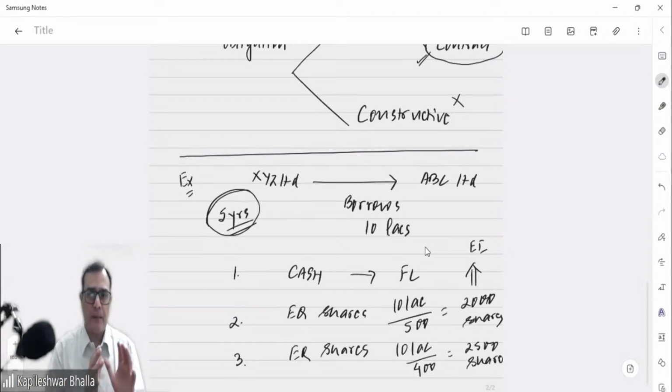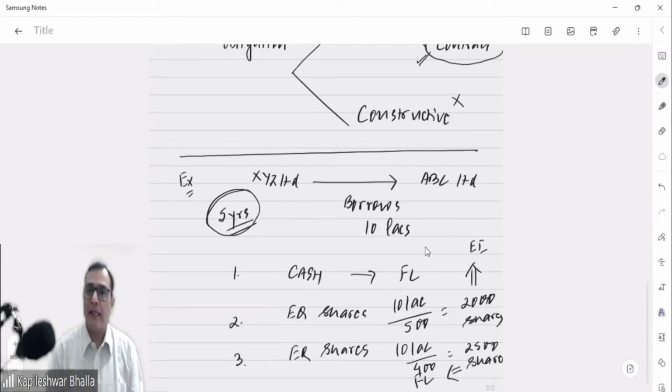So he says, if the price of the share is 400, I'll give you 2,500 shares. He says, if the price of the share is, let's say, 500, I'll give you 2,000 shares. As many shares as would discharge the liability of 10 lakh rupee. So in this particular case, the number of shares is not fixed. It is variable. So we call this a financial liability.